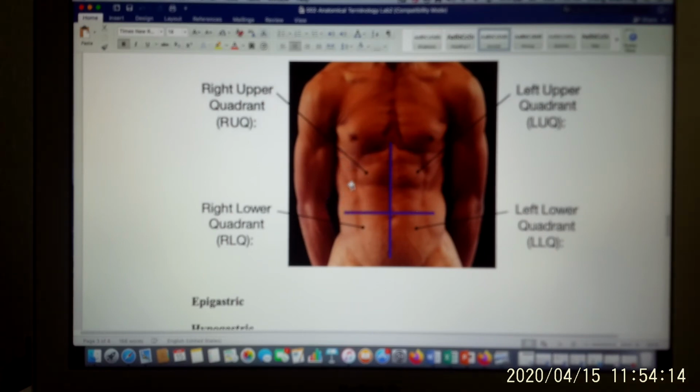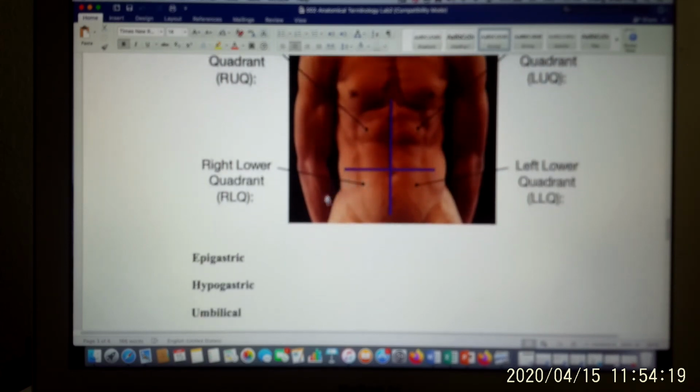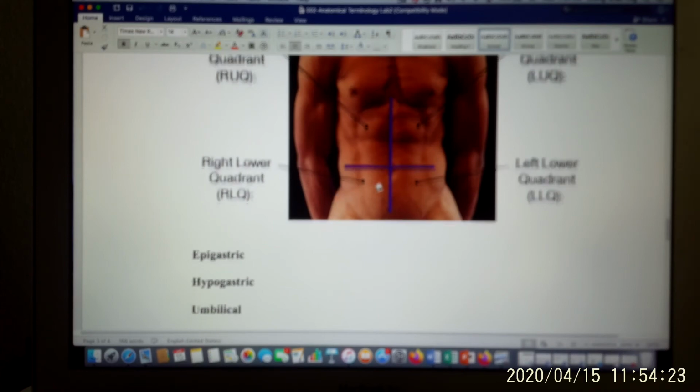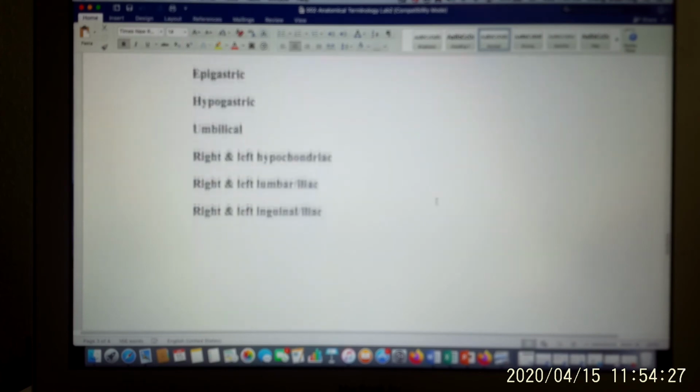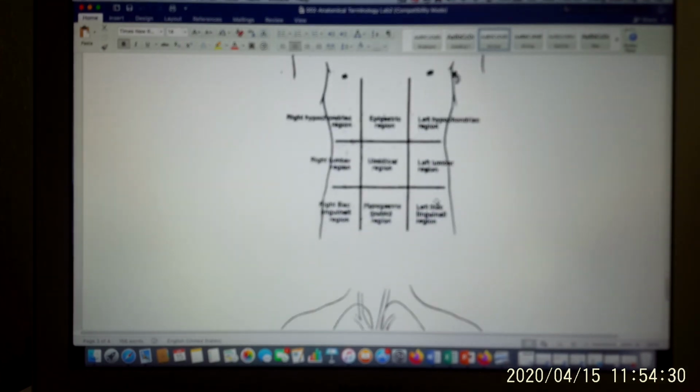I can ask you your appendix is in what quadrant. Your appendix is in the right lower quadrant. And I won't ask you your bladder because your bladder is right in the center. That's why we need to have 9 different regions. If I ask you your bladder is in what region, it will be the hypogastric region, that's around here. So your abdominal pelvic cavity can be divided into 4 different quadrants and 9 different regions.